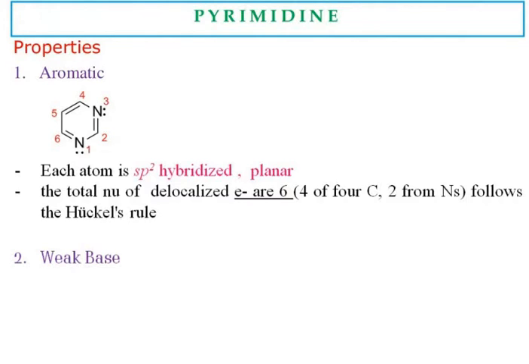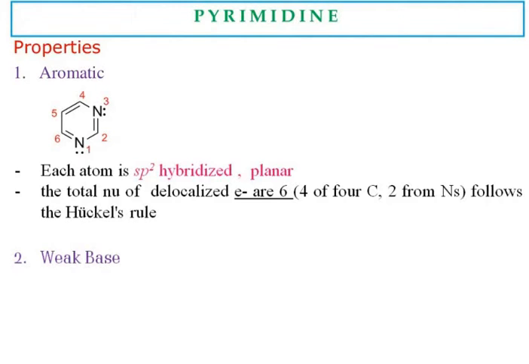Today in this video we are going to talk about pyrimidine. This is the structure of pyrimidine, with this nitrogen and this nitrogen. Both nitrogens have the same situation, but the positions are 1 and 3 in the six-membered ring. So you can go in the numbering scheme in any way.